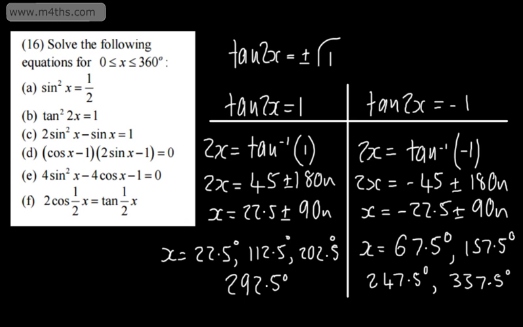Okay, let's move on. Now, the next one is slightly different. We've got 2 sine squared x minus sine x is equal to 1.